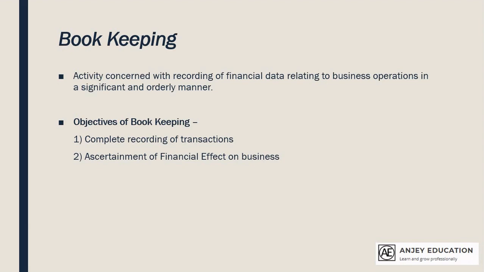Objectives of bookkeeping are as follows. First one is complete recording of transactions. It means bookkeeping is concerned with a complete and permanent record of all the transactions to show their financial effect on the business. Next, ascertainment of financial effect on business. It is concerned with the combined effect of all the transactions made during the accounting period upon the financial position of the business as a whole.